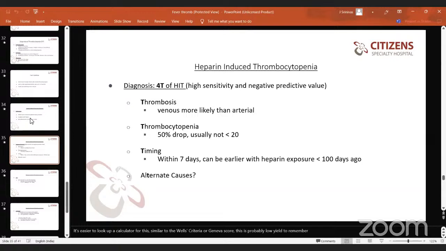Sometimes it can be earlier than this. If the patient was exposed to heparin in the last 100 days, then it can happen on the second day itself. The patients can have thrombocytopenia, and there are no alternative causes. Then this indicates that it can be HIT. So these are the 4 things we look into as characteristic features of HIT.